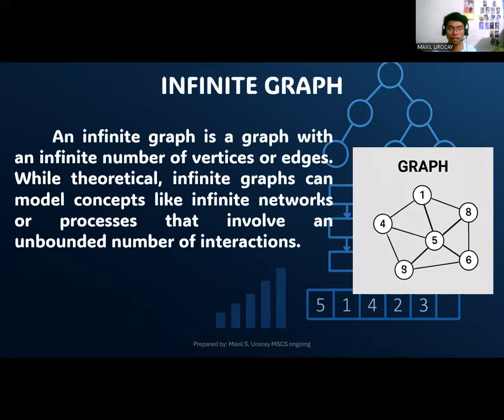Now, an infinite graph is a graph with an infinite number of vertices or edges. Theoretical infinite graphs can model concepts like infinite networks or processes that involve an unbounded number of interactions, meaning that there's no end in terms of this infinite graph. So there's no such termination. It's not deterministic. For example, you will begin to deal with infinite recursion until your memory will crash. That's actually infinite.